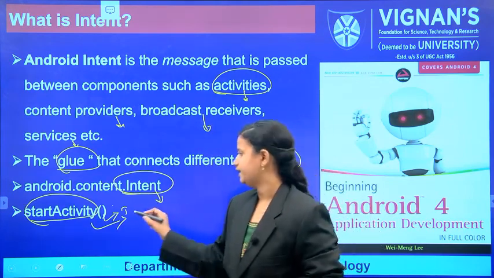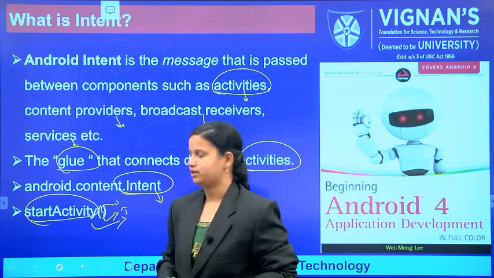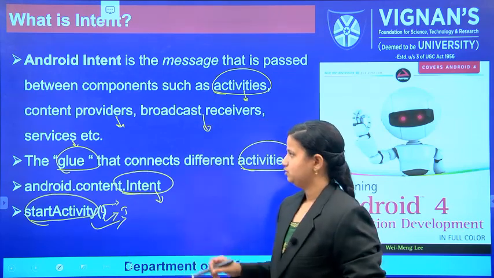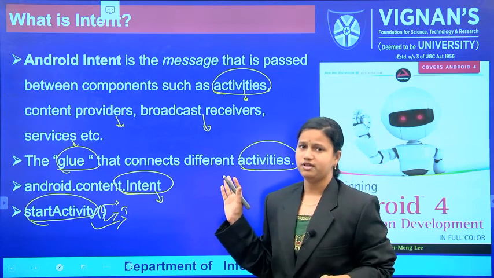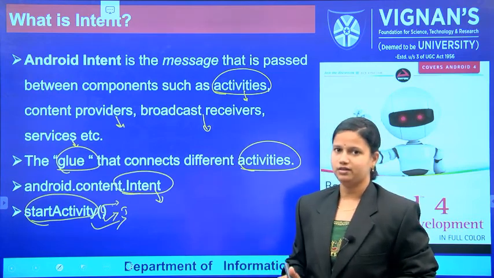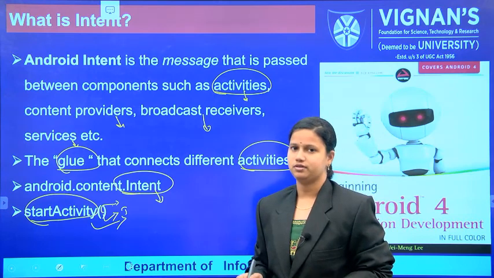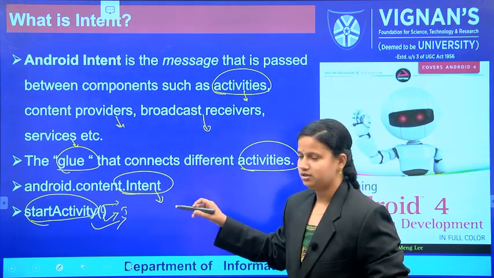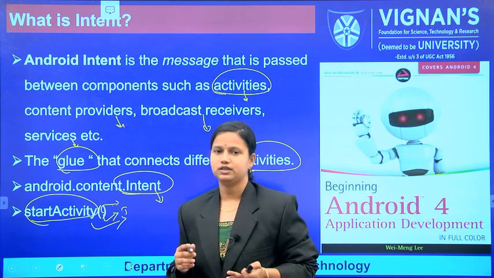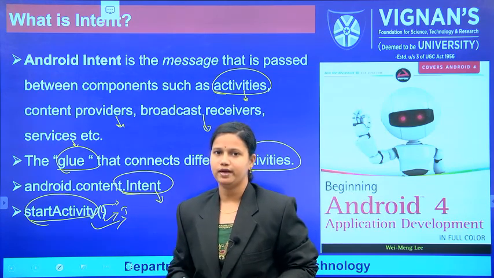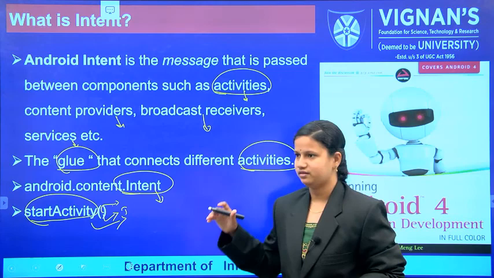It will invoke the intent that is to be specified in this position. Okay. So, first of all, an intent is nothing but a message to be passed between the activities and between the broadcast services, or it will provide services. The next definition is that it is nothing but a glue, that means it will navigate from one activity to another activity. We are using a concept called intent.